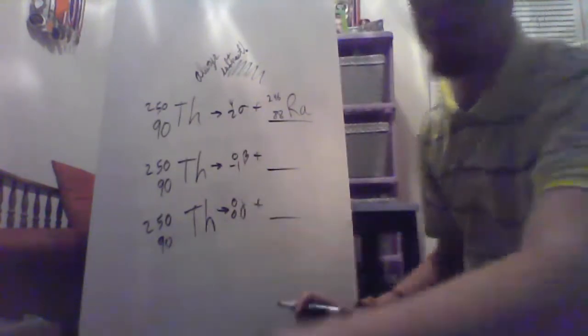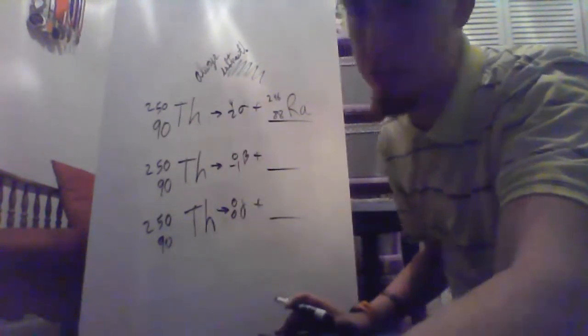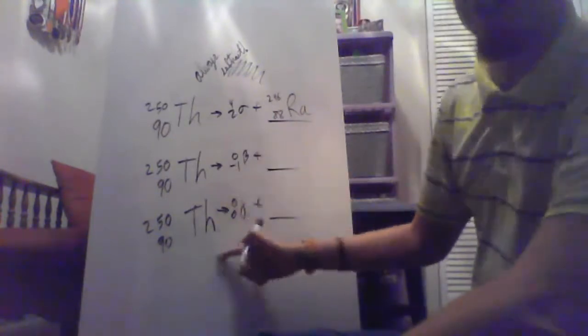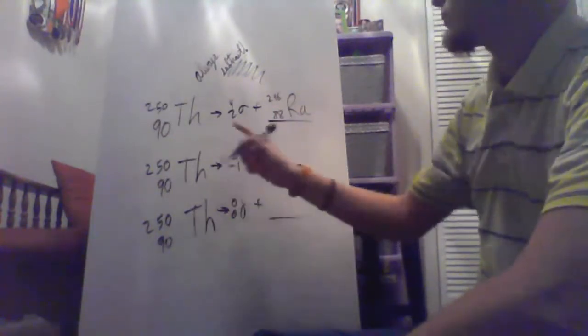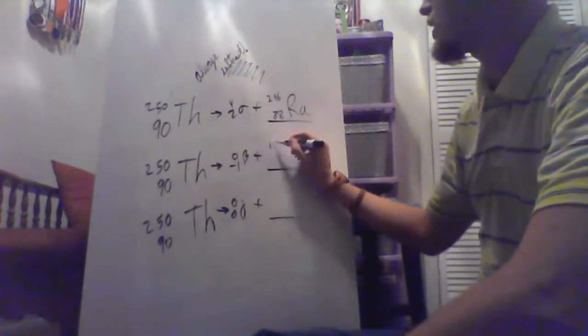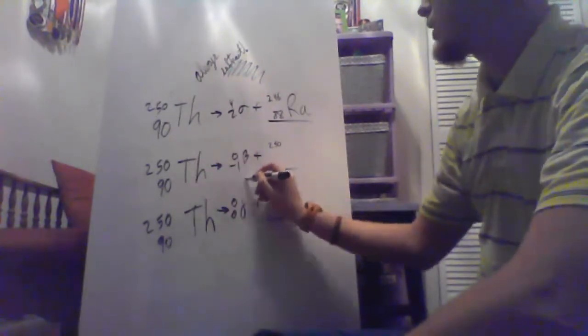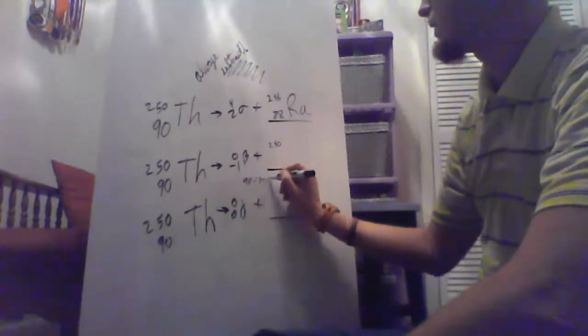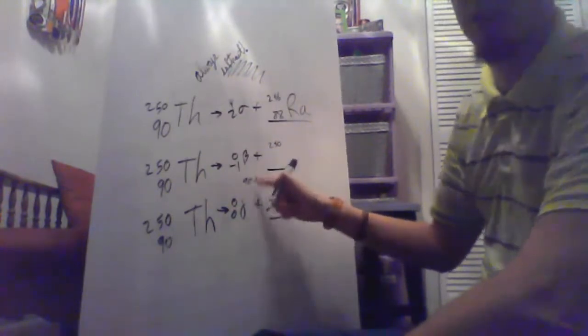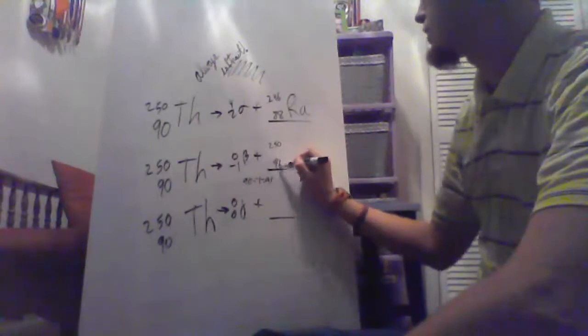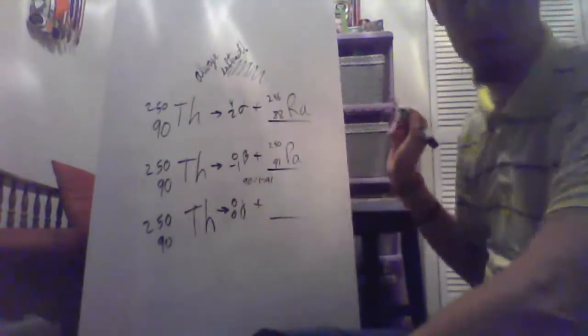Excellent. So, I was actually going to talk about that, Jesus, in a second. It is energy. Let me get to that one next. Beta, same kind of thing. 250, right? 90 minus negative 1 is 91. It is subtraction. That's 91. 91 is protactinium.